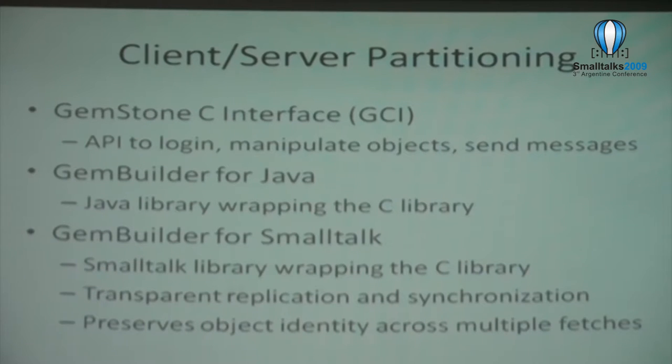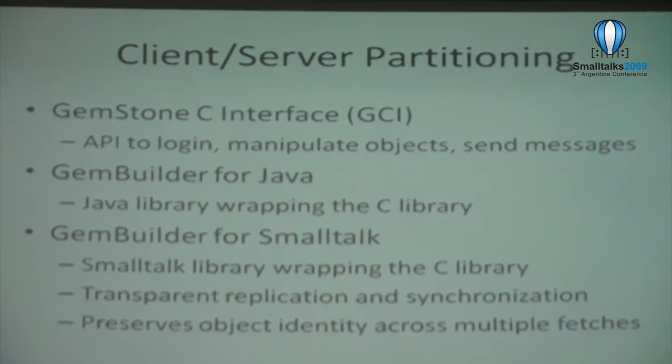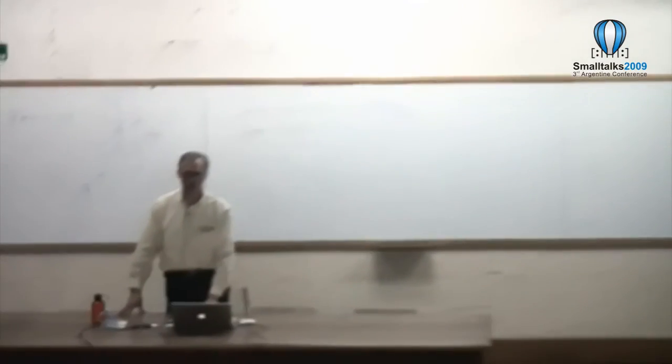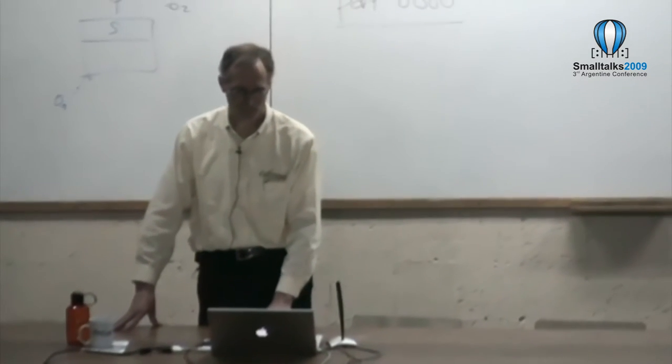Identity is preserved across multiple fetches. So if you happen to replicate the same object twice, it will have the same identity when it's loaded into your client Smalltalk environment. But in addition to these client systems, you can program directly in GemStone using GemStone Smalltalk. So you don't need to use a client Smalltalk to get to it.